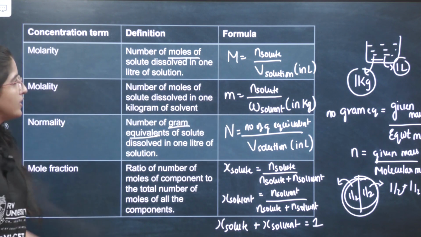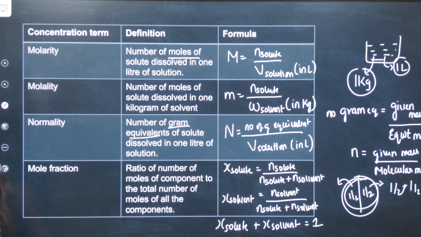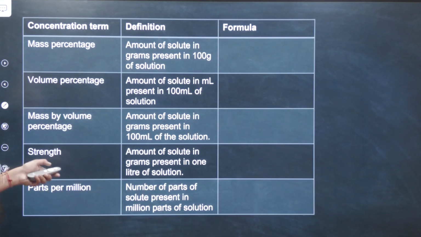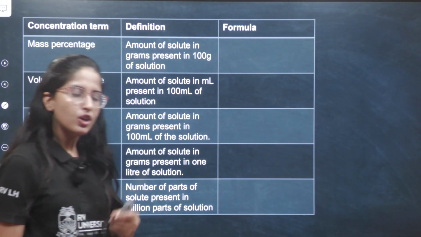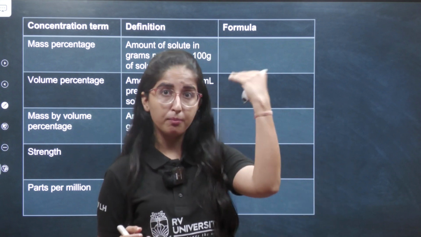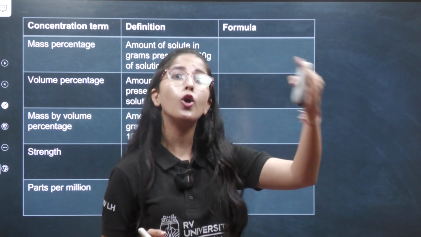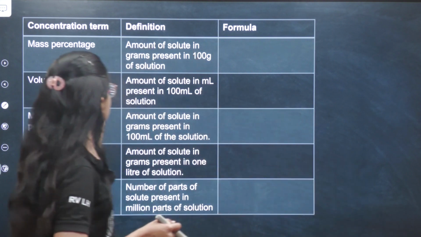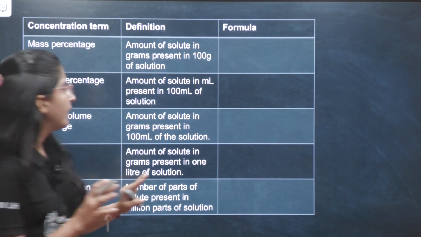Understood? So that is very, very important for you all. So the next one is your mass percentage. So how much mass? I told you percentage composition in terms of mass, right? That is also atomic mass I told you. But here mass percentage is similar to that only.